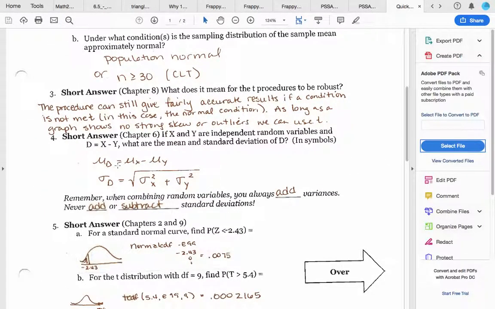Here's your, remember, if you're finding the difference in two variables, you take the difference in the means. If you're finding the difference in two variables to get the standard deviation, you're still going to add your variances.